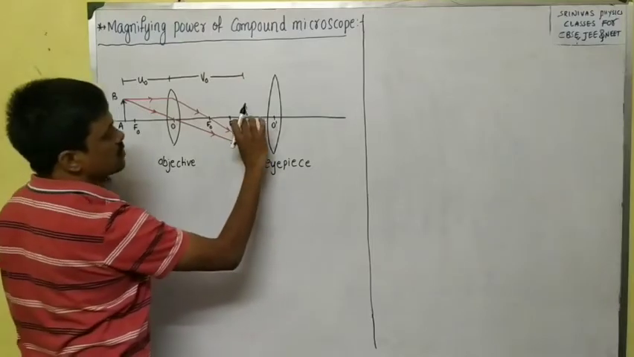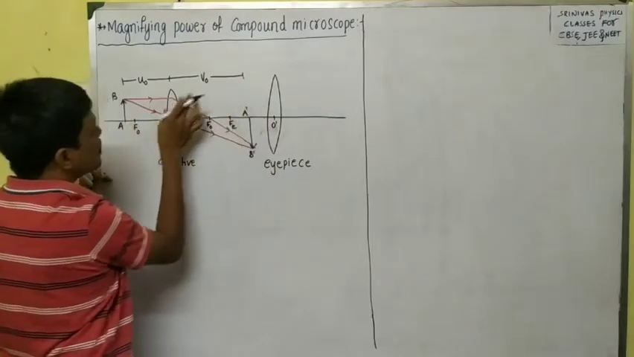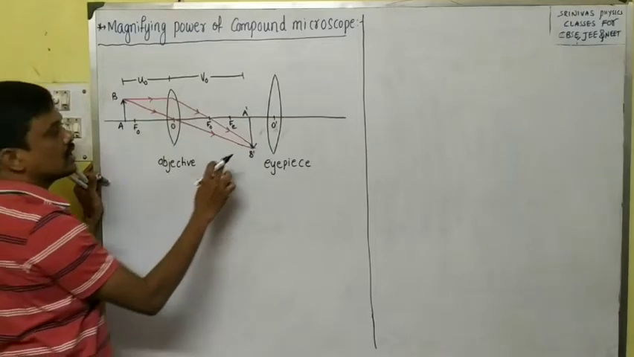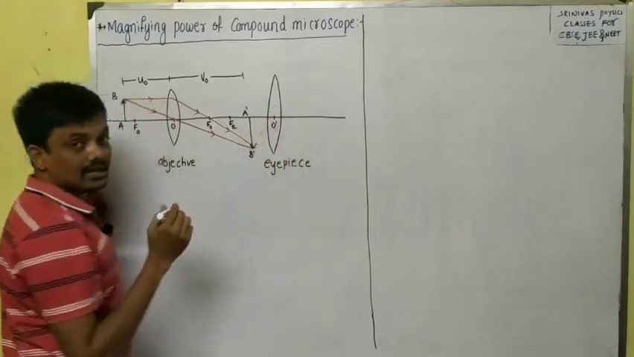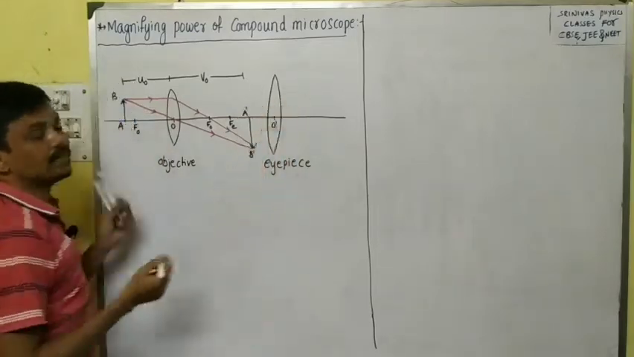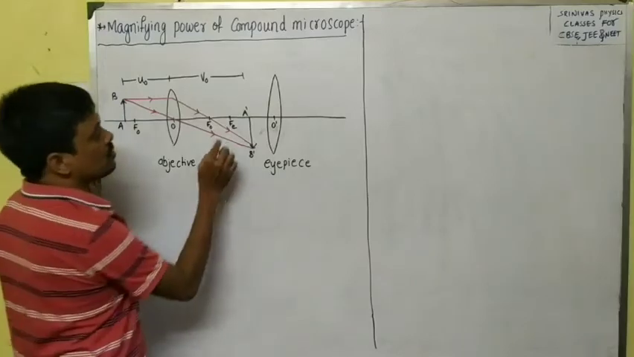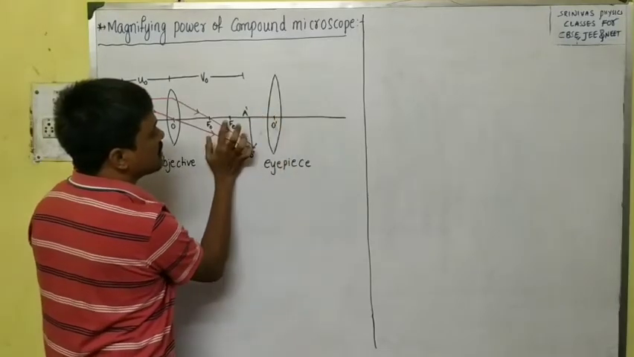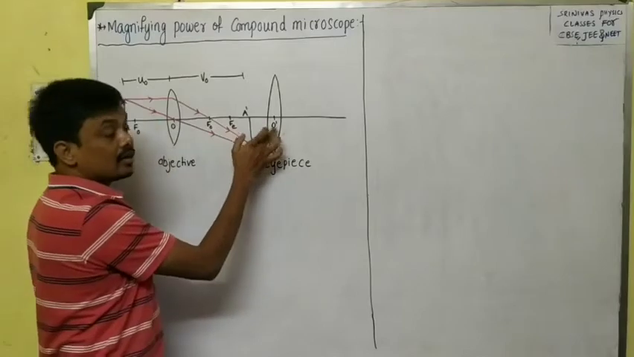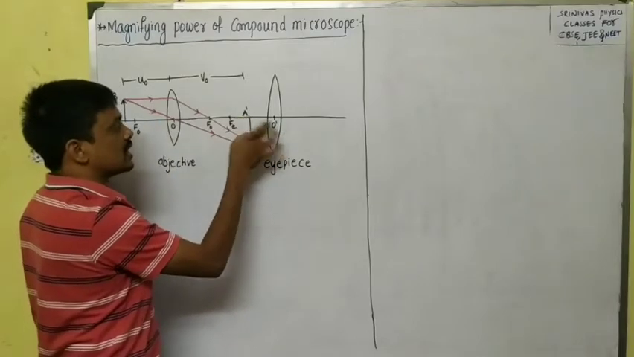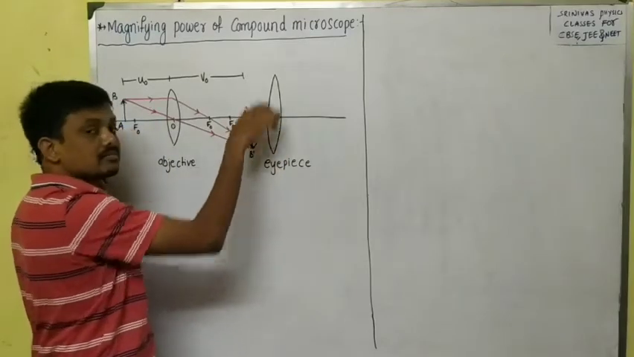The image formed by the objective lens acts as the object for the second lens. Then the second lens forms the image. Then where will the image be formed? Look here. This is an object. It is between the principal focus and optical center. When the object lies between the principal focus and optical center, the image forms on the same side.